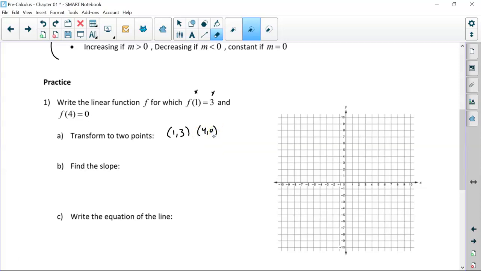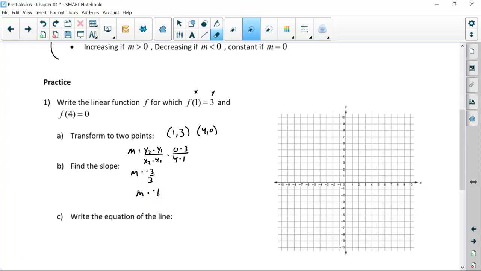So now we're going to find the slope of that line. Slope, m equals y sub 2 minus y sub 1 over x sub 2 minus x sub 1. 0 minus 3, 4 minus 1. So our slope is going to be negative 3 over 3. The slope is negative 1.